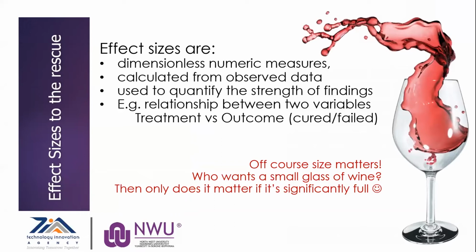Okay, so effect sizes are dimensionless numeric measures. They can be calculated from your observed data. They are used to quantify the strength of findings, that is the relationship between two variables. So let's say cured or failed and so forth. So it's the strength of the magnitude of the difference.